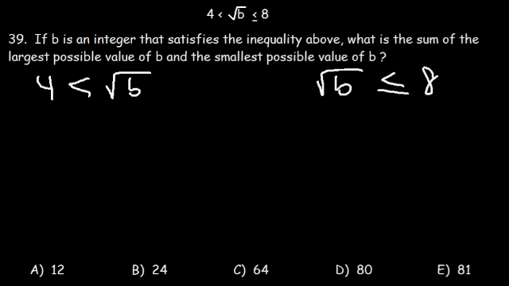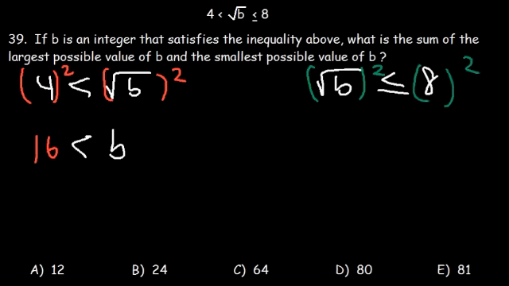So therefore, let's square both sides for the first equation. So 4 squared is 16, and the square root of b squared is simply b. And if we square the other side, b is less than or equal to 8 squared. 8 times 8 is 64. So therefore, what is the largest value of b? If b is less than or equal to 64, then the largest that b can equal is 64.